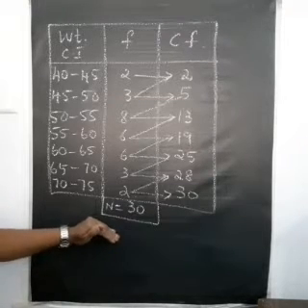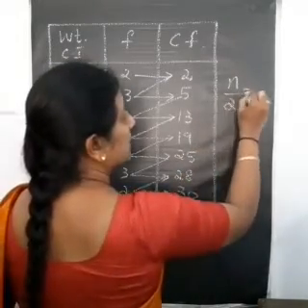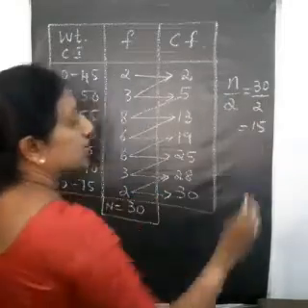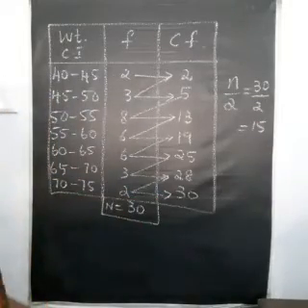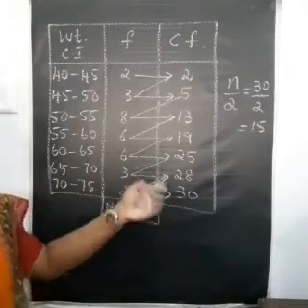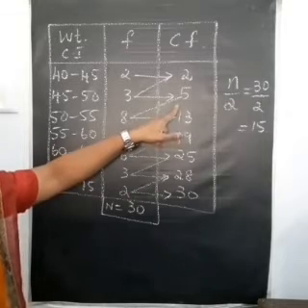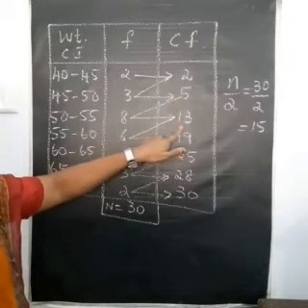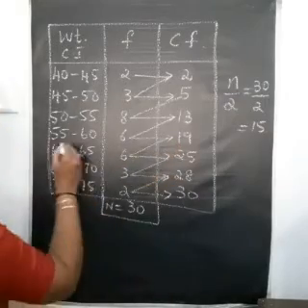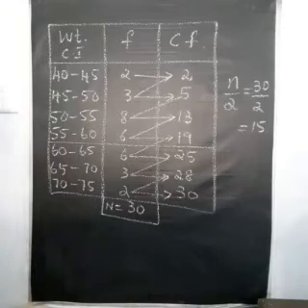Now let us find n by 2. 30 by 2 is equal to 15. Once you get 15, you see where 15 lies in the cumulative frequency. 15 will not lie in 2. 15 will not lie in 5. Will 15 lie in 13? No. 15 will lie inside 19. So you take this as your median class.